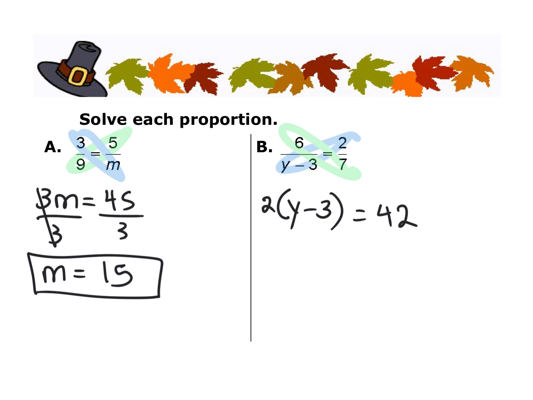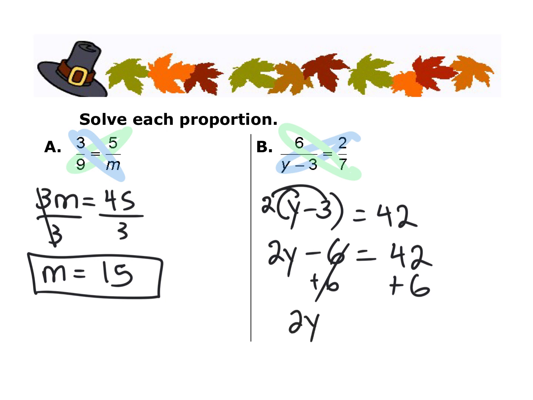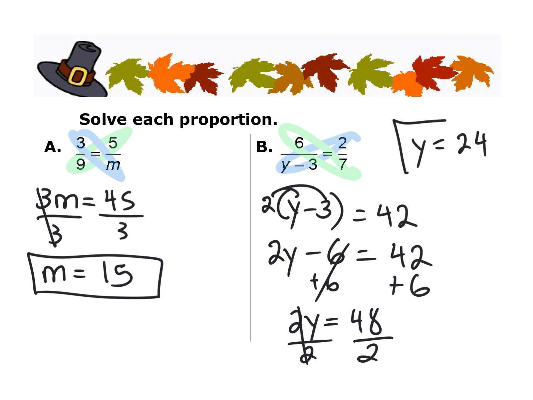Afterwards, I'm going to distribute that 2. Again, guys, please remember it's to both terms. So we get 2 times y is 2y minus 2 times 3 is 6 is equal to 42. Then I add that 6 on both sides. I get 2y is equal to 48. I will divide both sides by 2, and I get that y is equal to 24.